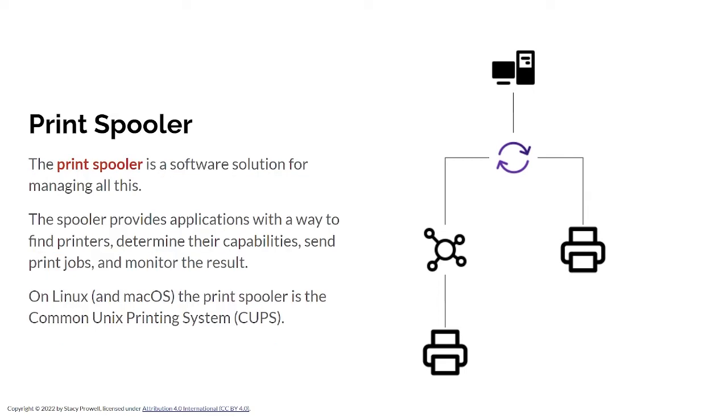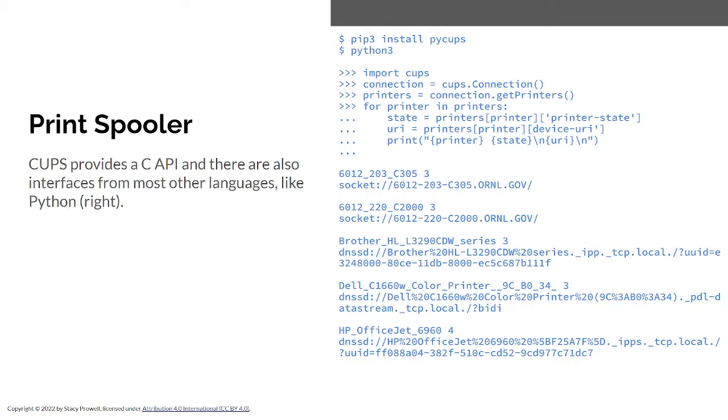The print spooler just manages printers for you. It's an application running on your machine like any other. It's part of the operating system. On Linux and Mac OS, the print spooler is the Common Unix Printing System, or CUPS. So if you ever encounter CUPS, that's just there to help you print stuff. CUPS provides a C API, and there are other APIs like a Python API. An example using the Python API for CUPS is shown over here on the right, where I'm talking to some of the printers that are on my home network, and some of the ones around the lab where I work.